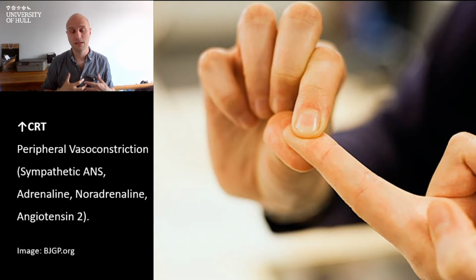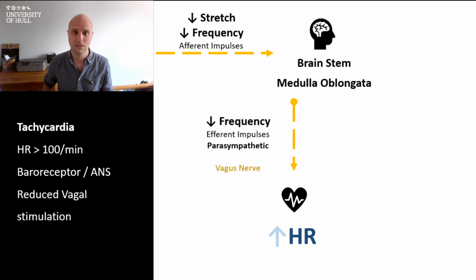It may be that there's been an increase in adrenaline and noradrenaline being released from the adrenal glands, and similarly there may be angiotensin 2, which is also a very strong vasopressor, which has been released as part of the renin-angiotensin-aldosterone system. And all these things will vasoconstrict at the peripheries. You'll get these cool peripheries with a prolonged refill time that we see in shocked patients, or rather in hypovolemic shocked patients. What about the fast heart rate?